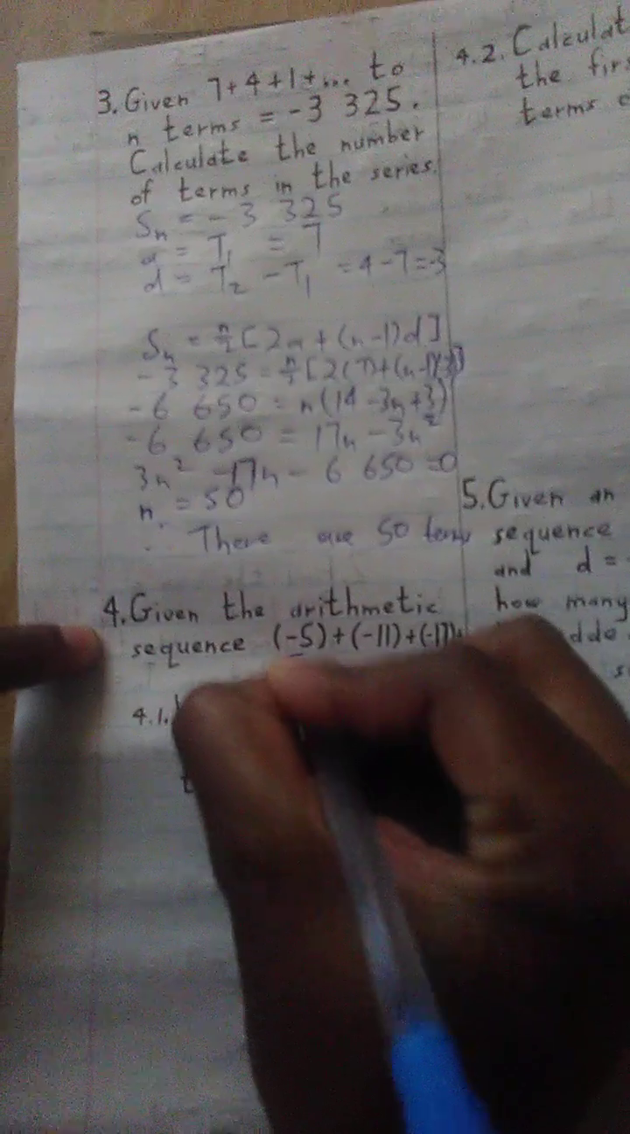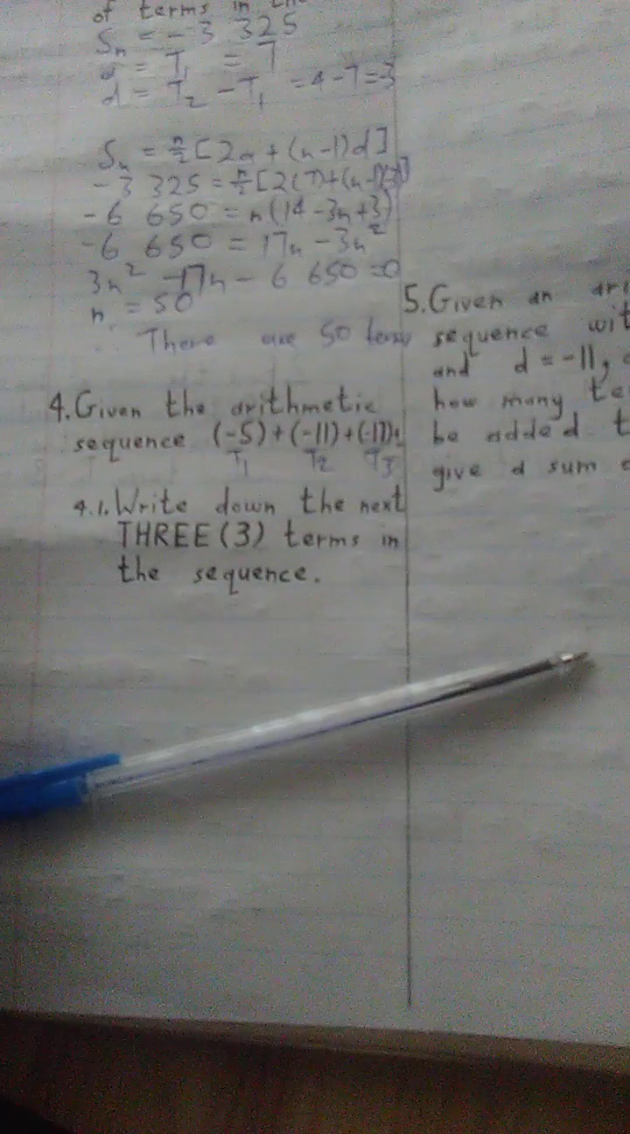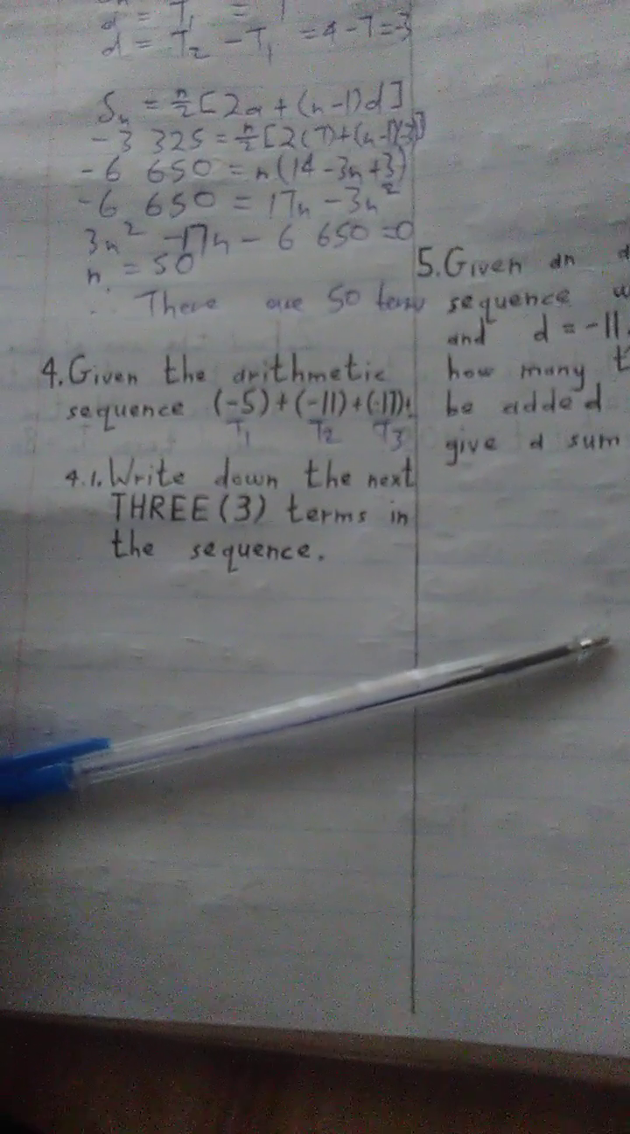So as usual, this is T1, this is T2, this is T3, right? So it's arithmetic. D is T2 minus T1. So it's going to be -11 minus -5. So D is -6, right? So we're always subtracting 6 from the previous term, right? So it's going to be -17 minus 6, which is -23.